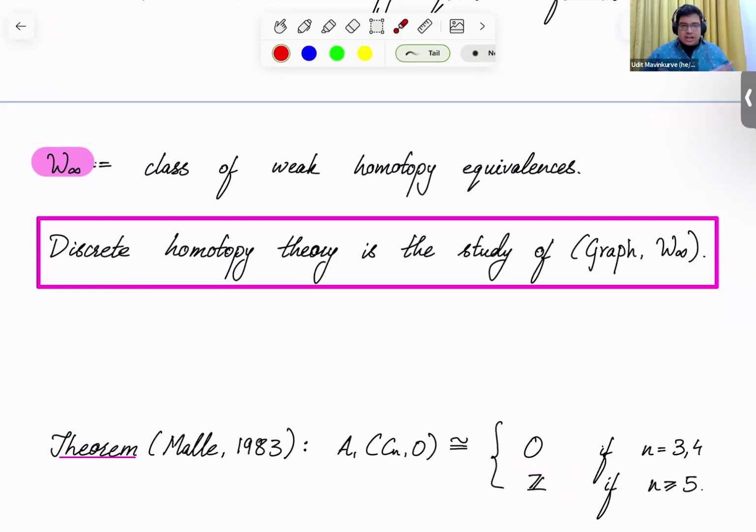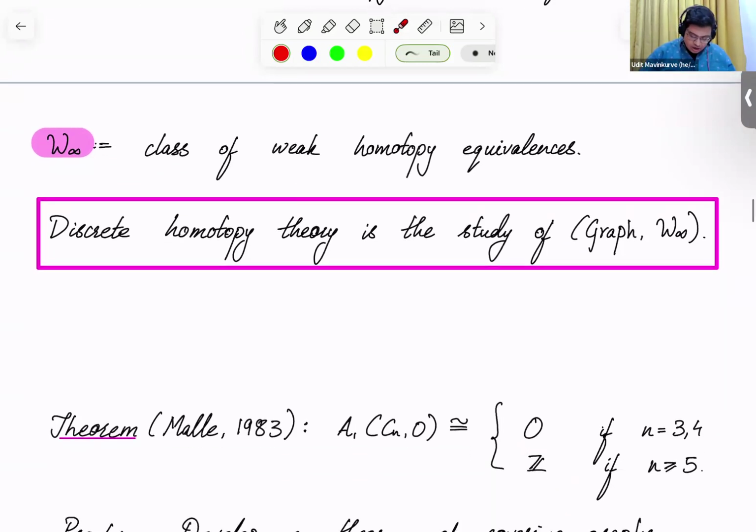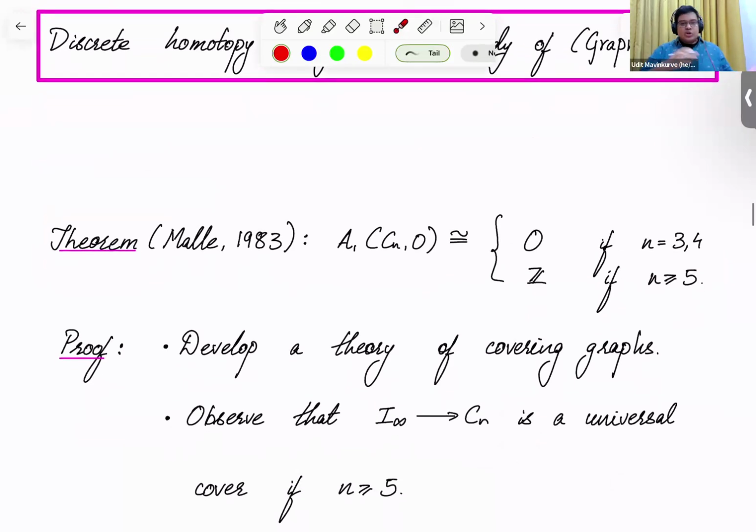And so the original proof, I won't talk about the original proof, which goes into comparisons between graphs and spaces. I'm going to talk about a different proof, which parallels computing the fundamental group of S1. To compute the fundamental group of S1, you need covering spaces and the theory of universal covers, and you look at deck transformations. So you need to do a similar thing where you develop a theory of covering graphs. And then you need to observe that this map from I infinity to Cn, which wraps around, is a discrete model of the real line wrapping around S1. That is going to be a universal cover, but interestingly, it's only going to happen when n is greater than or equal to 5.